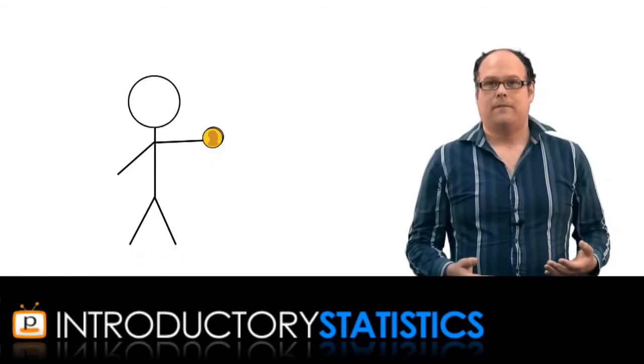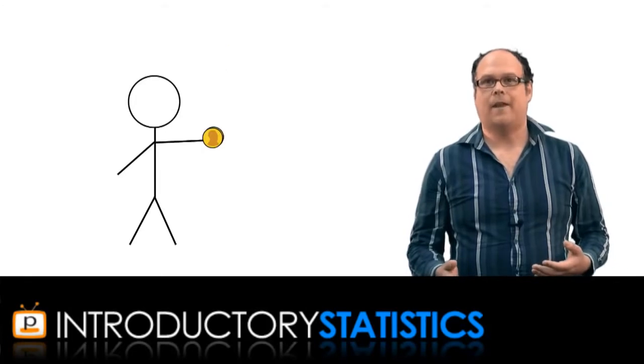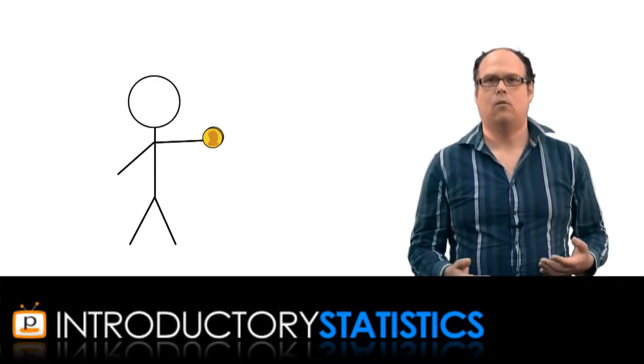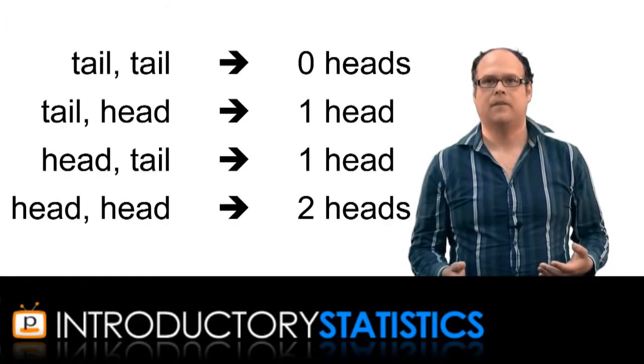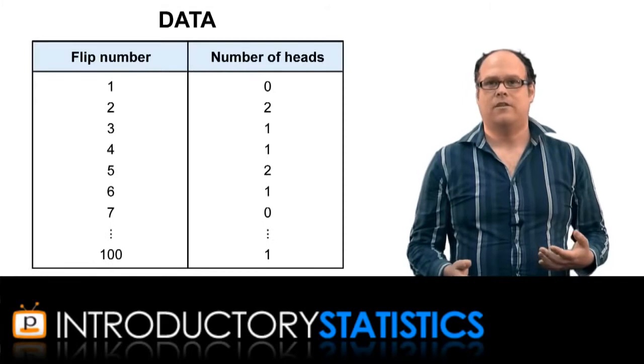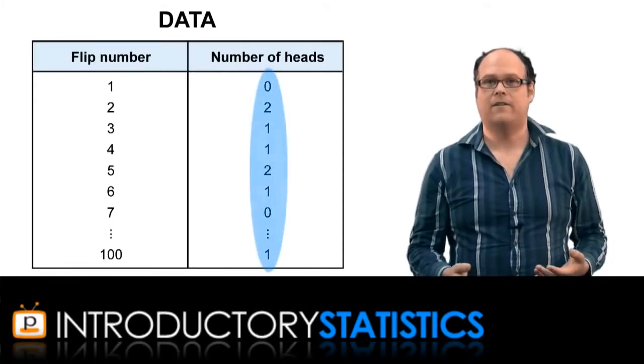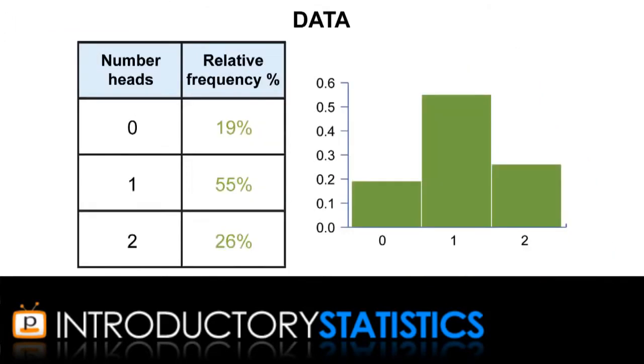Suppose you have a coin, and you want to flip the coin twice and count the number of heads that show up when you do that. There'll be either 0, 1, or 2 heads. Now, you could treat this as a data situation. You could do this double coin flip 100 times, for example, and then you would have 100 data values. You could even then start describing that data by showing a relative frequency table or a histogram.